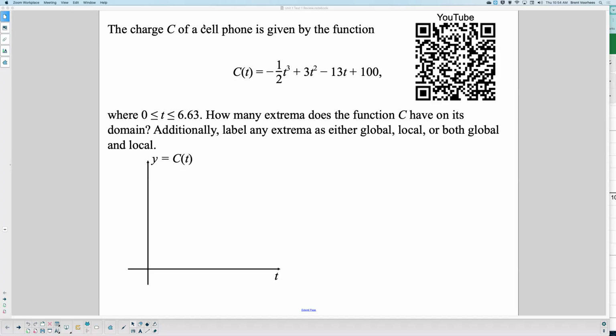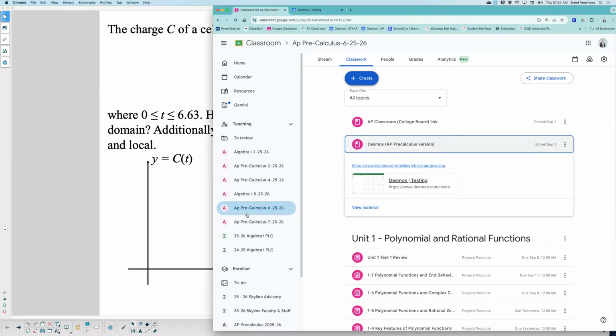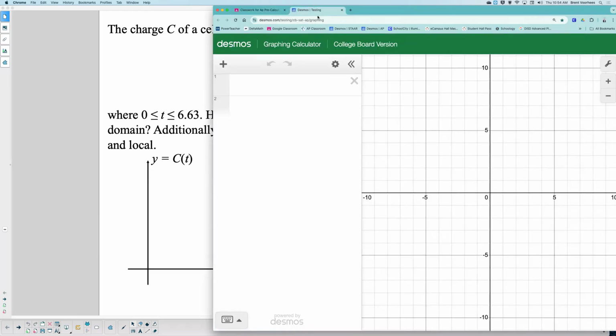All right, welcome. We're going to look at our first test review for your midterm coming up next class. What you need to do first, I'm going to pause the video, but here is what you need to do. You need to open up your digital classroom. Click on classwork and open up the Desmos AP Pre-Calculus version. I want you to have that one open. That's what we're going to be using today.